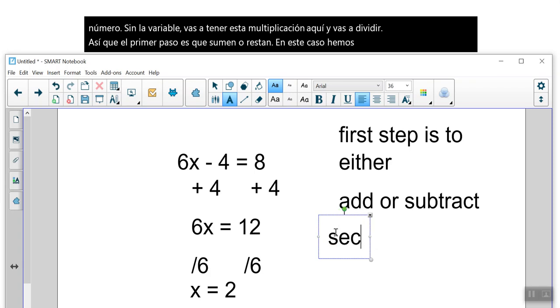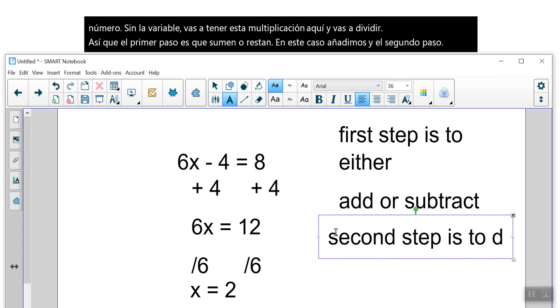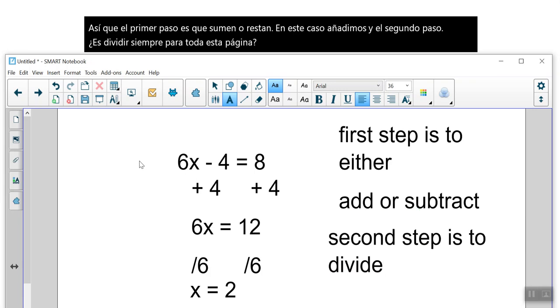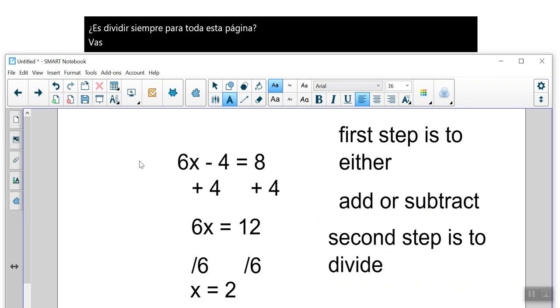And the second step is to divide. Always. For this whole page. You're going to either add or subtract, and then you're going to divide. It's the same 2 steps over and over again.